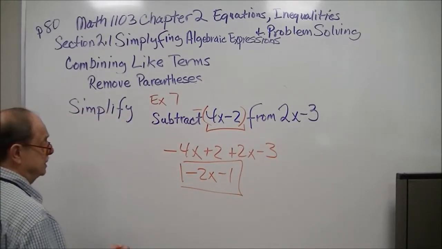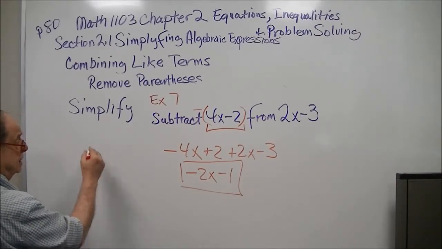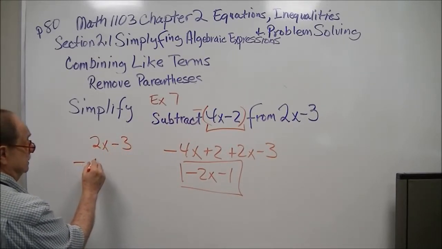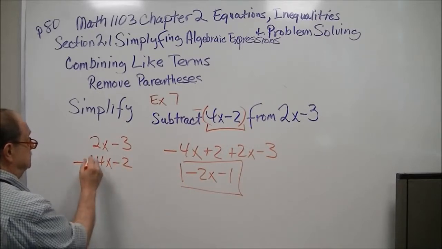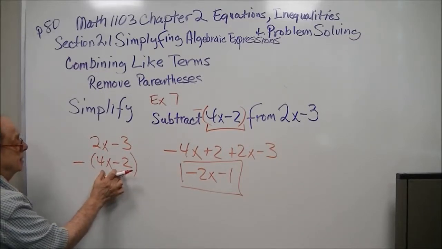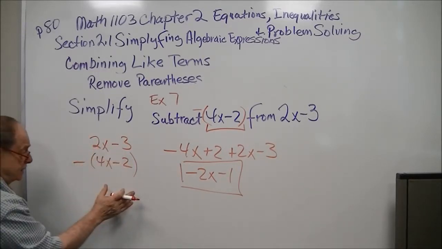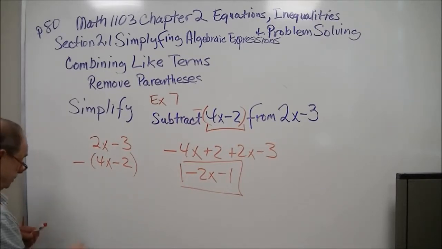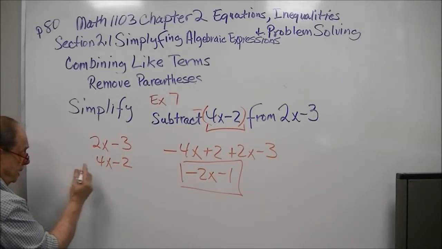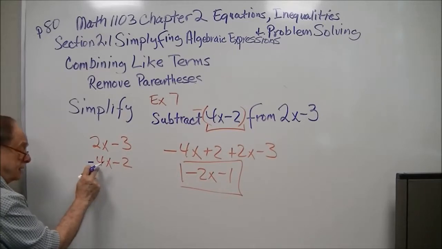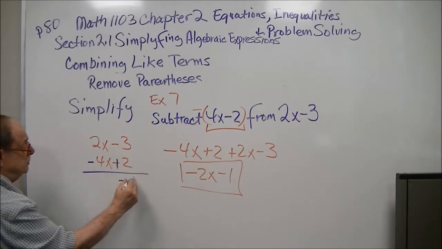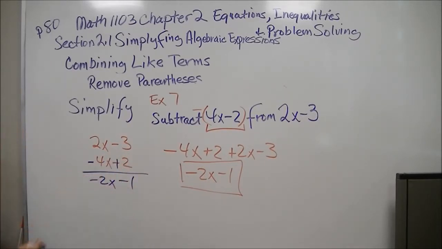Now another way of thinking of this is if it's set up this way, you'll see this a little later. 2x minus 3 minus 4x minus 2, and that's in parentheses. So you're subtracting this from this. If you see something like that, my strong suggestion is you take away the parentheses. This was a negative, I'm sorry, was a positive. Now it becomes a negative, this becomes a positive, and you're just adding them up. And you get the same thing.